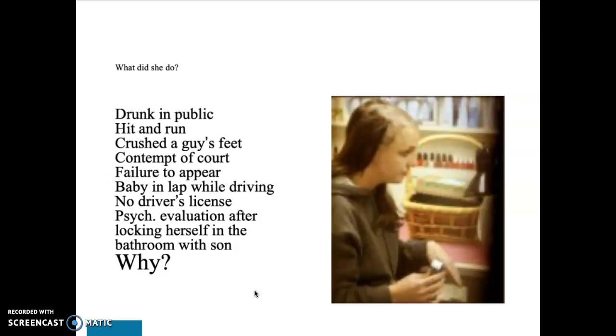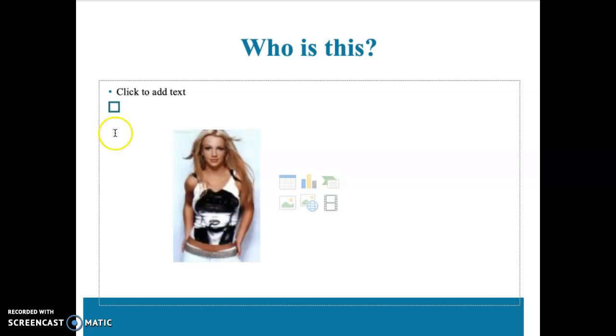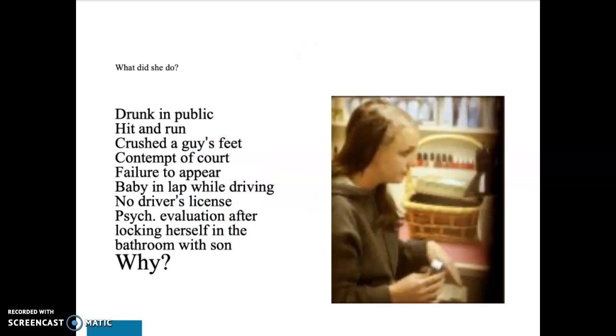She's made it back, but some of the things you can see, she was drunk in public. She did a hit and run with her car. She crushed a guy's feet with her car. She was in contempt of court. She failed to appear in court. She put her baby in her lap while driving, knowing full well the baby's supposed to be in a car seat. She drives without a driver's license. And then she got a psych evaluation after locking herself in the bathroom with her son and refusing to come out. Now, why? Why would a beautiful, successful person like Britney Spears end up doing these things?